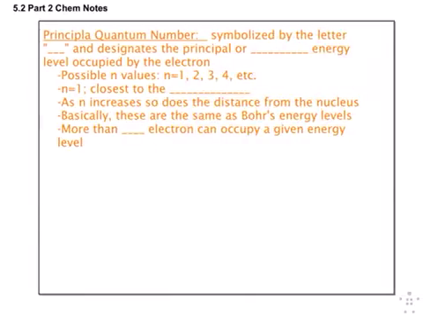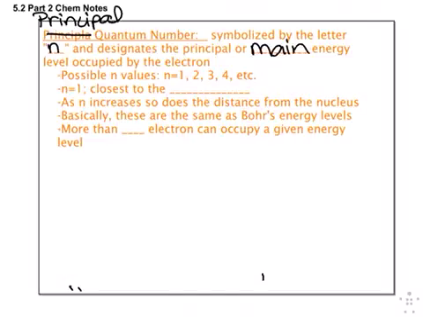So the first quantum number is the principal quantum number. And this is symbolized by the letter n, and it designates the principal or the main energy level. So possible values will be whole numbers, 1, 2, 3, 4, 5, 6, 7, with n equaling 1 being closest to the nucleus. As n increases, so does the distance from the nucleus. These are basically the same as Bohr's energy levels.